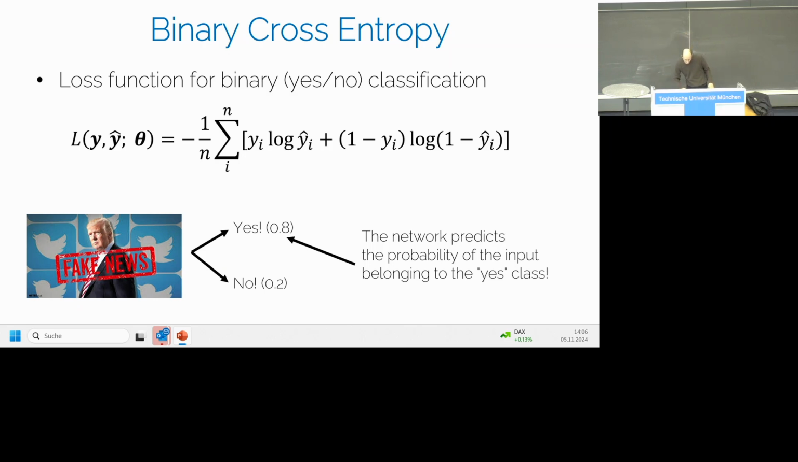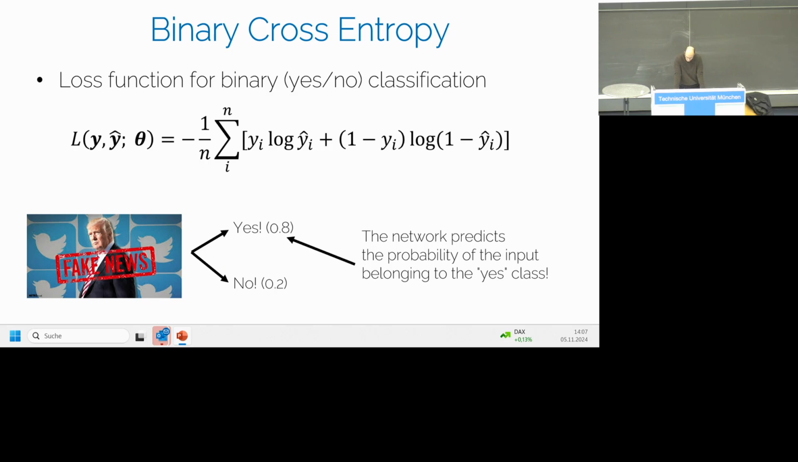Meaning if yi is 1, you aggregate log of yi hat for that i, and if yi is 0, you aggregate log of 1 minus yi hat. That's pretty much all there is in this sum. So typically, for each element in the sum, only one of the two terms is on and the other one is off. That is for two classes.